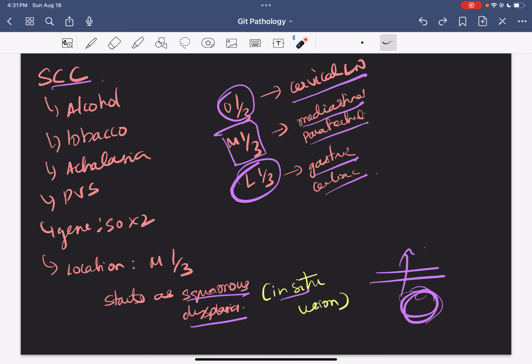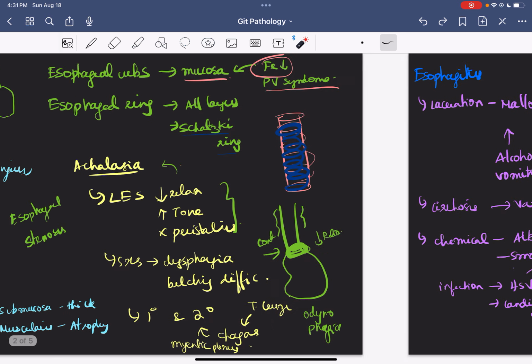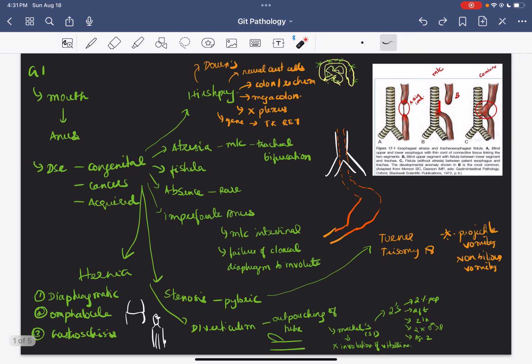Now that brings us to the end of your congenital and acquired diseases of the GI and the diseases of your esophagus. I hope you understood the concepts behind GERD and Barrett's esophagus and achalasia and the congenital and your acquired disease.